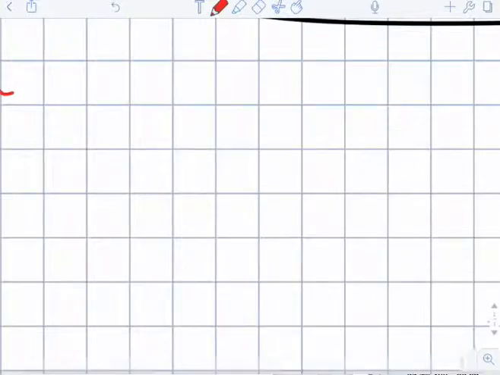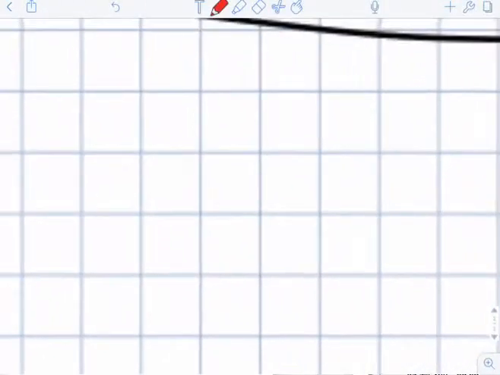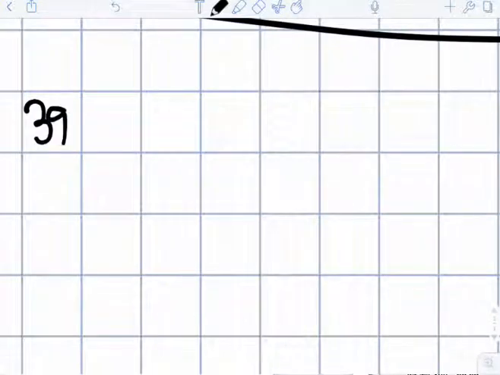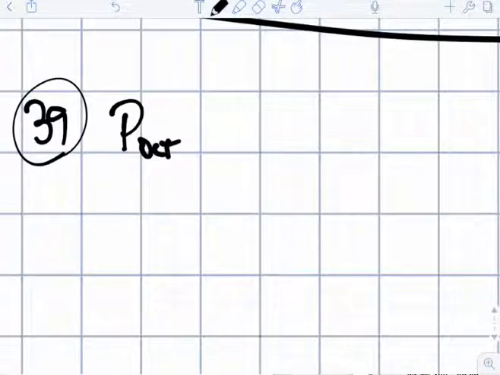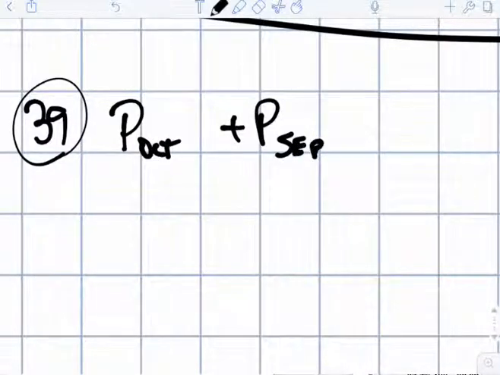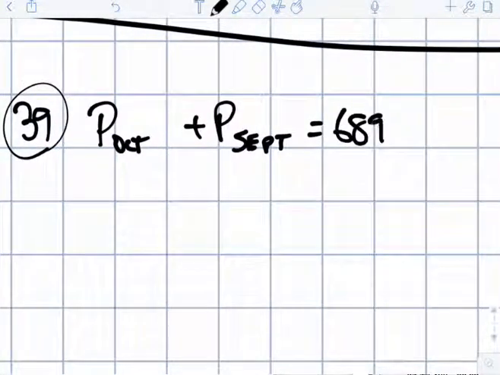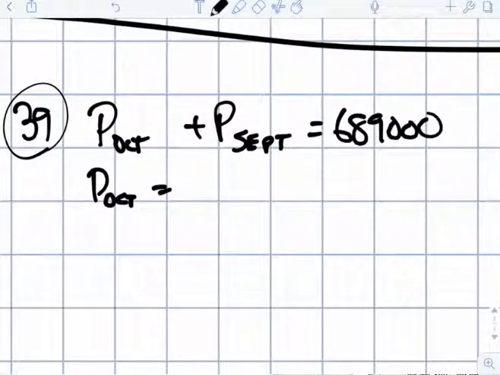Okay, so we're on 39. 39 says I've got 2 months, October and September. So I've got profit for October plus profit for September is equal to a total profit of $689,000. They also tell me that the profit of October is equal to 12% more than the profit of September. So 1.12 will give me 12% more. 1 would give me the profit from September, and the 0.12 would give me 12% more.